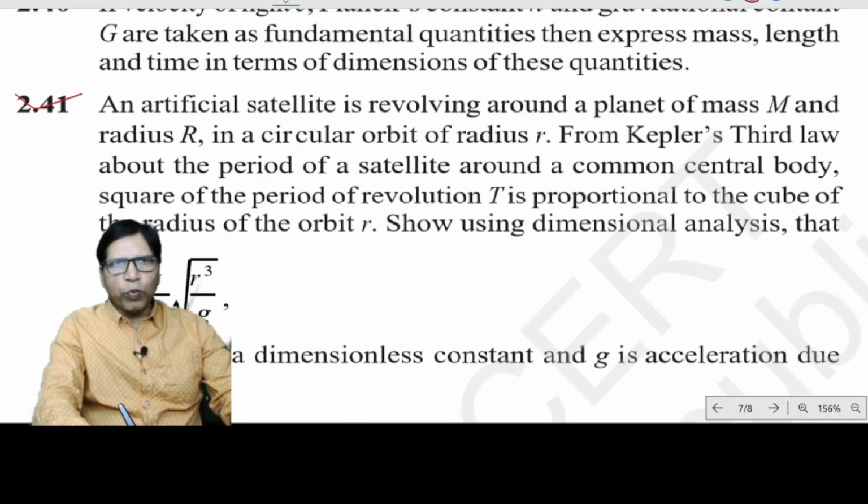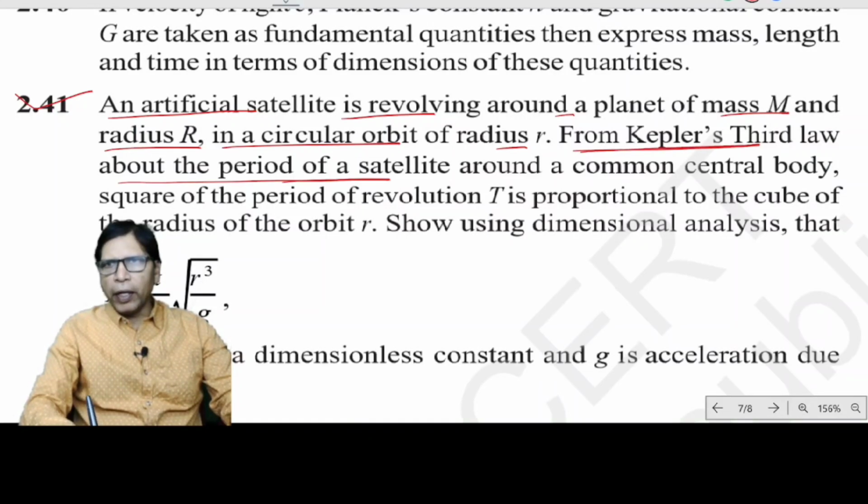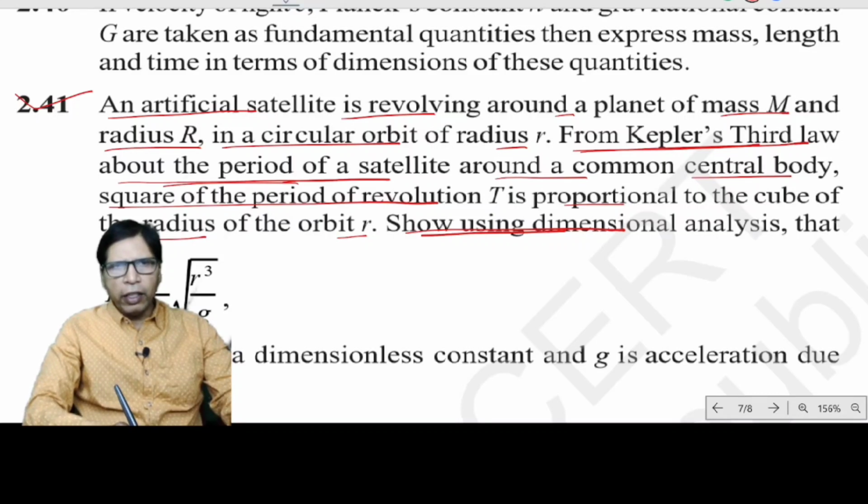Now the last question, 2.41. An artificial satellite is revolving around a planet of mass M and radius R in a circular orbit of radius r. From Kepler's third law, about the period of a satellite around a common central body, the square of the period of revolution is proportional to the cube of the radius. So, using dimensional analysis, show that T equals k by R root under r cube by g, where k is a dimensionless constant and g is the acceleration due to gravity.